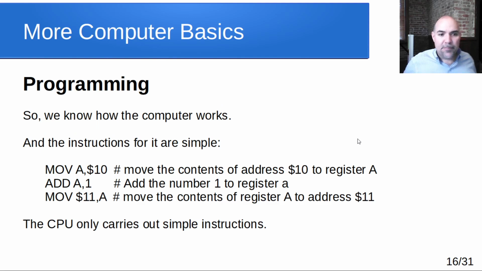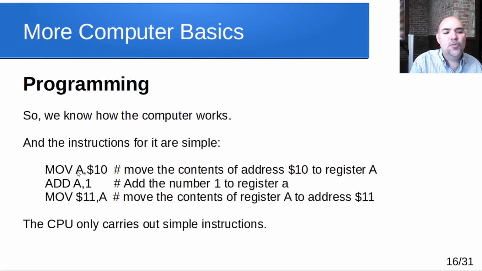All right, so programming. So we basically know how the computer works. We know that it has a memory, it's got a processor. The processor only does simple instructions. The data for those instructions comes from memory. The instructions themselves come from memory, but the CPU only carries out simple instructions. And if you look at those instructions, there are things like move.